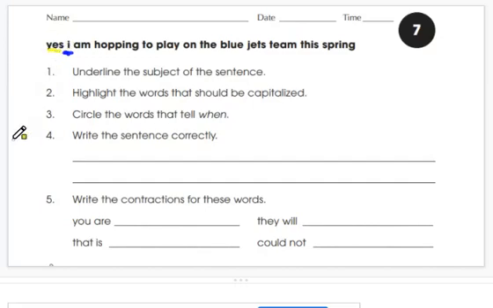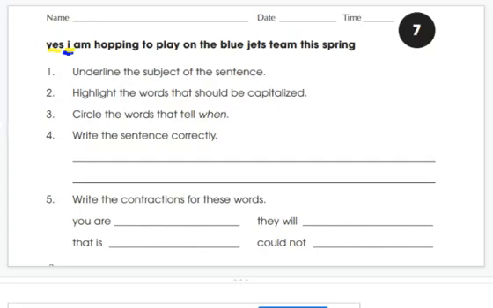The word I is always, always capitalized. It's one of my pet peeves. Make sure you capitalize the word I. So we underline I and we also highlight I. All right, are there any other words?